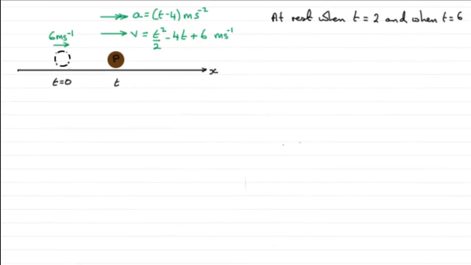Now for the last part, we've got to find the distance between the 2 points at which the particle P is instantaneously at rest. And in the previous part we found out that it was instantaneously at rest when t was equal to 2 and when t was equal to 6. And I also showed you towards the end of that video, not that it was asked, the motion of the particle as we went from t equals 2 to t equals 6 and beyond actually.